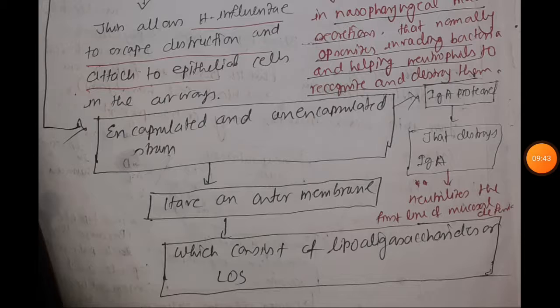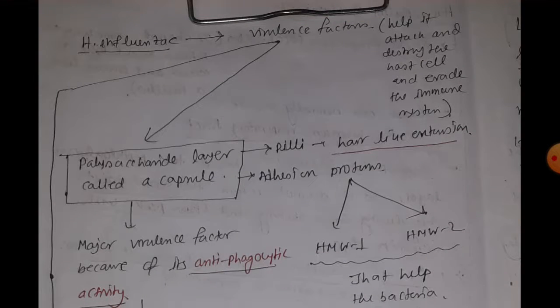So in encapsulated and unencapsulated strains we are talking about LOS, right? This LOS inhibits mucociliary clearance, and due to this, the respiratory tract cannot be bacteria free. So those are the various kinds of virulence factors.